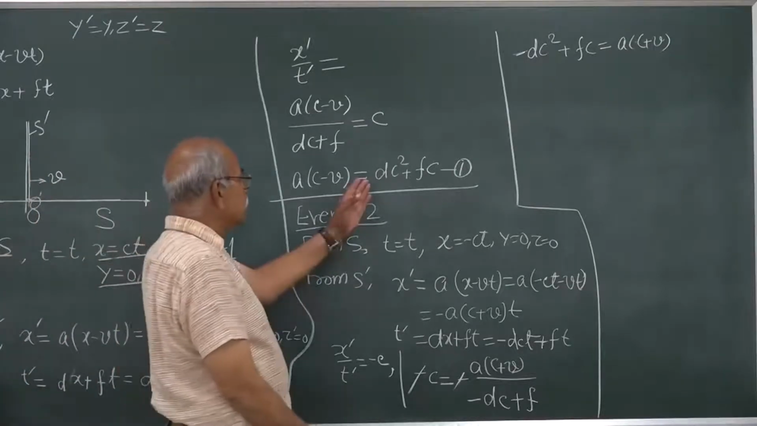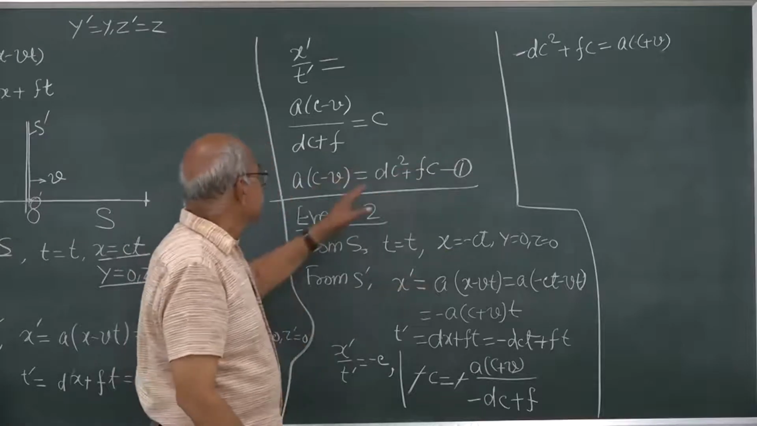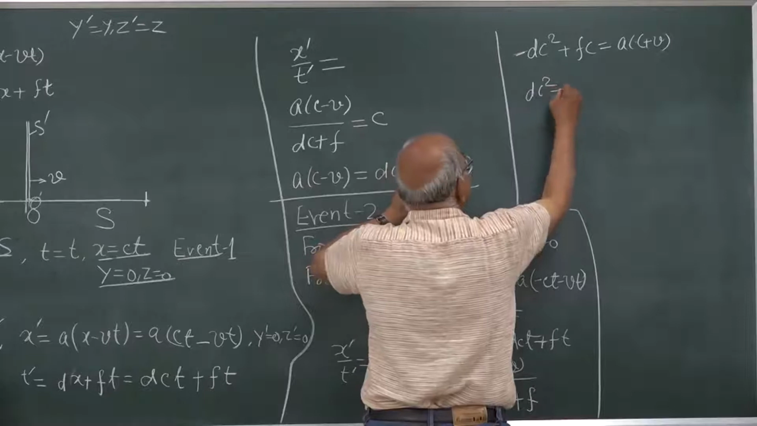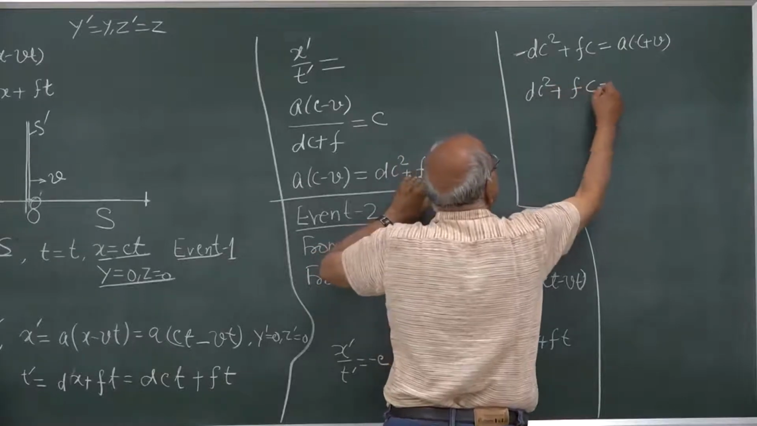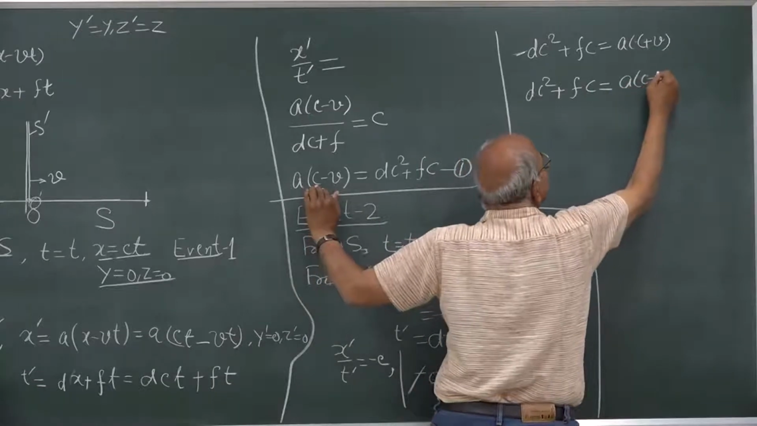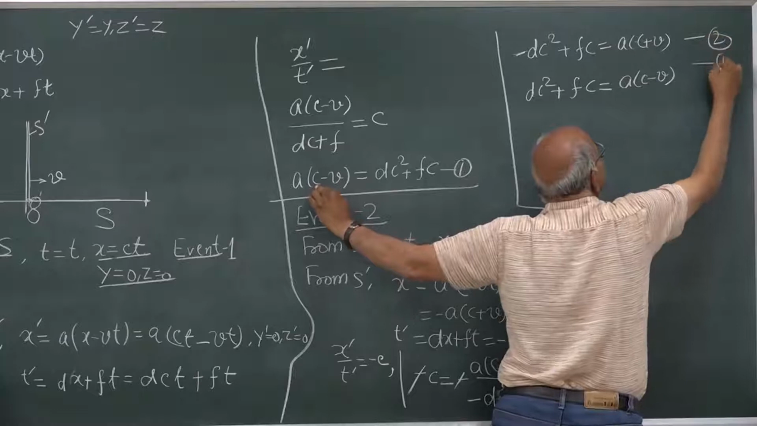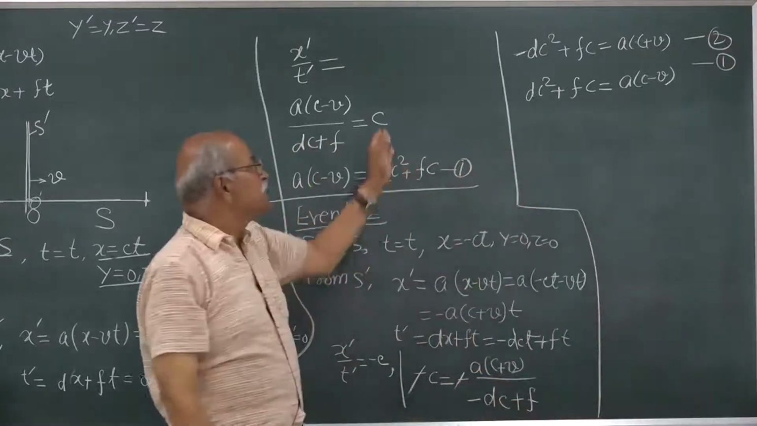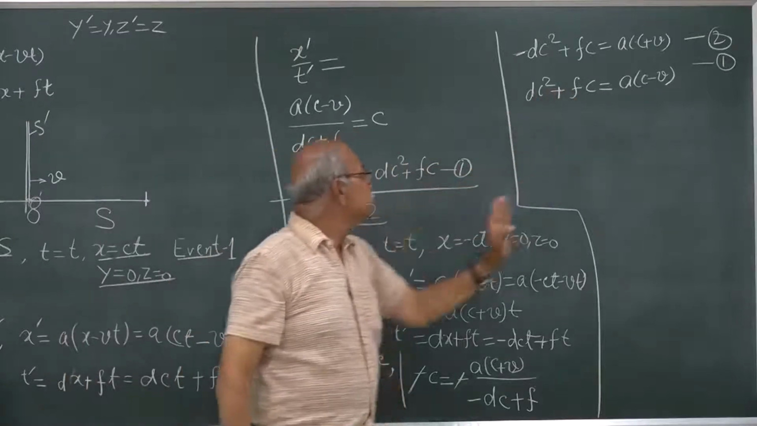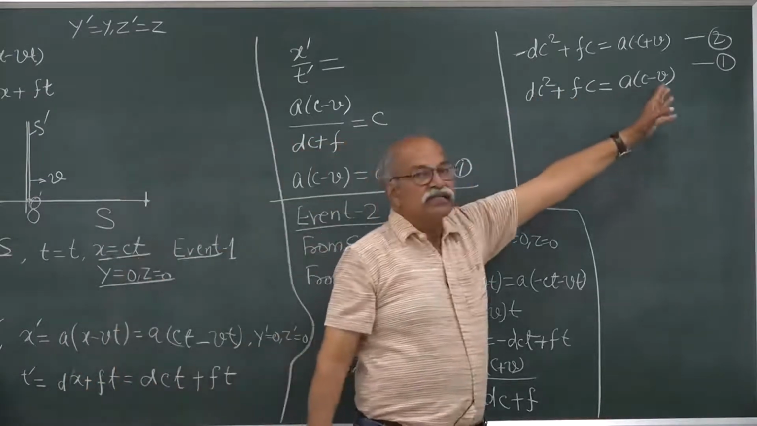Now, look at this equation and this equation. Let me write this equation again. So, d c square plus f c is equal to a into c plus v. This was my second equation, this is my first equation. First equation I am rewriting. So, d c square plus f c is equal to a into c minus v.